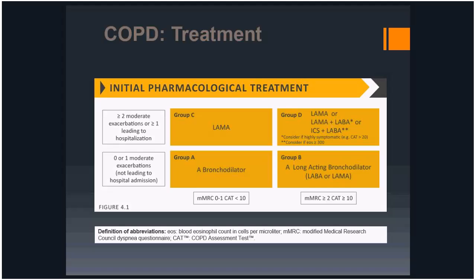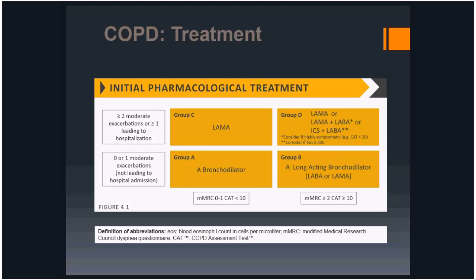From a primary care perspective, again, what you choose to manage depends on your comfort level. You may be okay managing someone in group A, whereas if they're in group D, you definitely want to make sure that they are referred to a pulmonologist. And again, you may be comfortable managing someone in group C or even group B, but you always have that option to refer them to pulmonology for management.